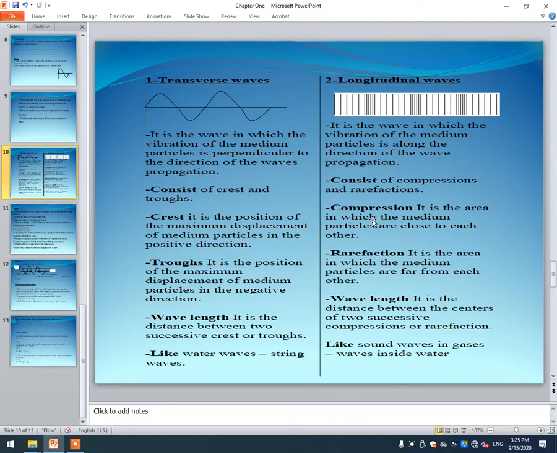As the molecules get close to each other, this means the density will increase in these parts, and of course as the density increases, the pressure will increase too in these parts. But in these parts, the rarefaction, it's the area in which the medium particles are far from each other, so the density will decrease, and as the density decreases, the pressure will decrease too.